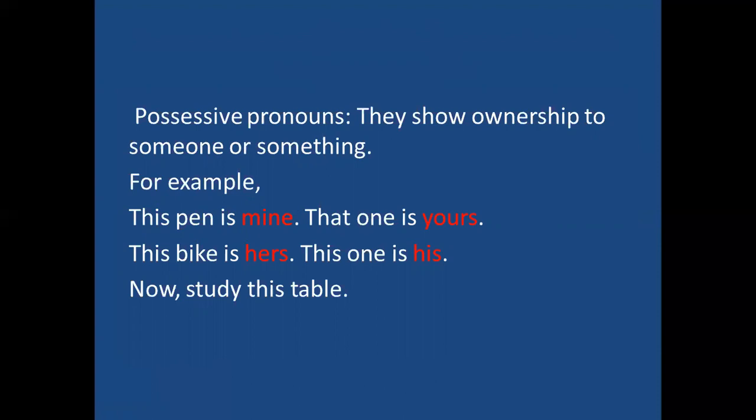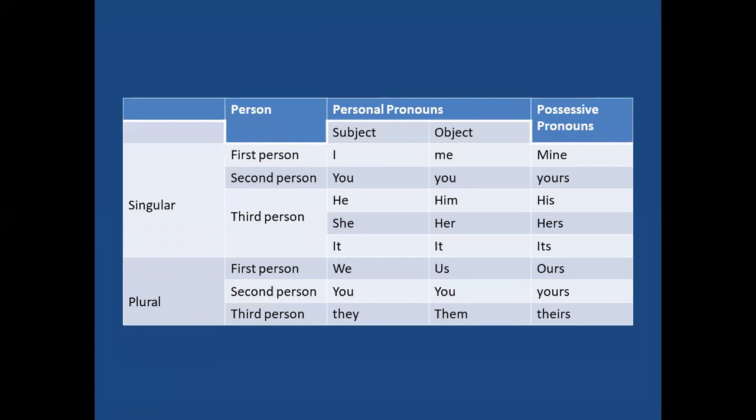Next, possessive pronouns. They show ownership to someone or something. This pen is mine. That is yours. That one is yours. This bike is hers. This one is his. Now study this table. Possessive pronouns we are going to learn. I turned into mine, you, yours, he, his, she, hers, it, its, plural, we, ours, you, yours, they, theirs. So learn this table, how we change into possessive pronouns.